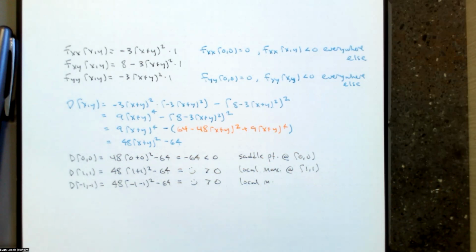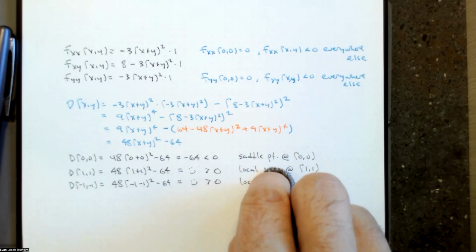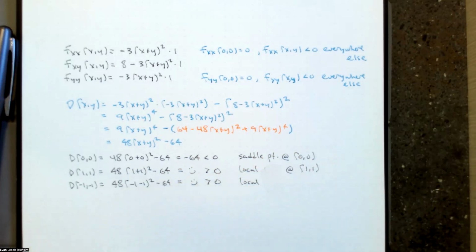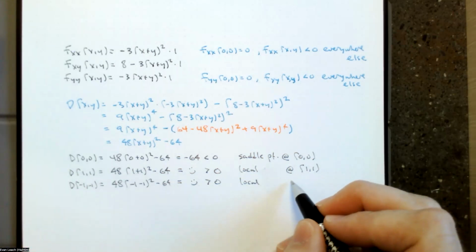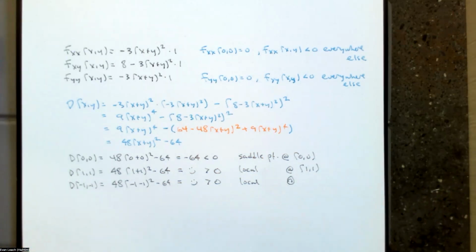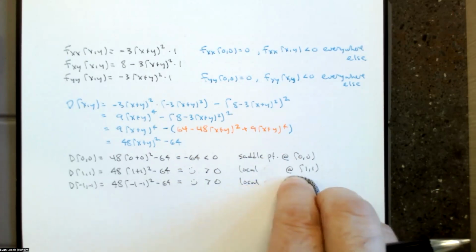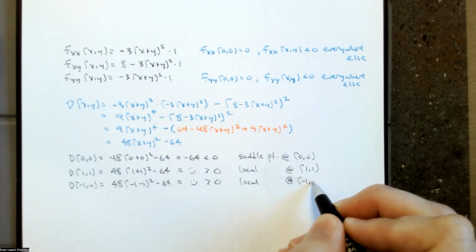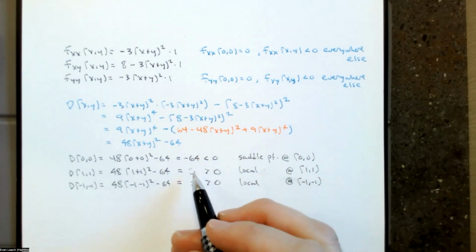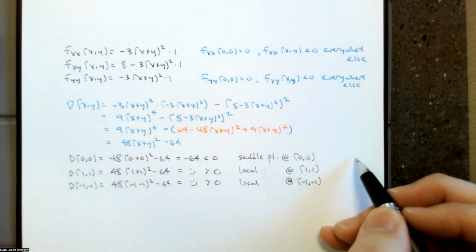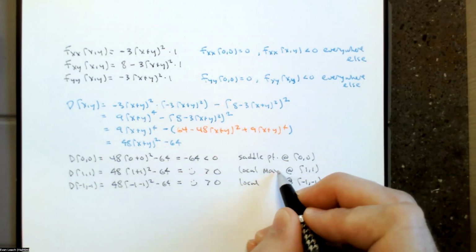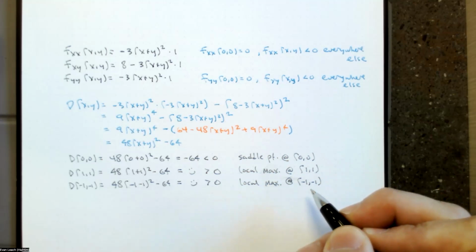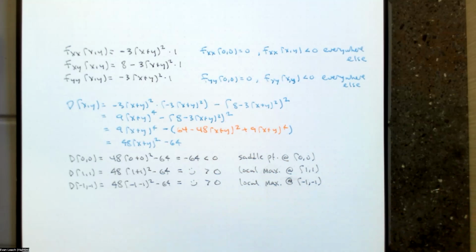Oops. I'm rushing through things and making mistakes. D is positive, fxx is negative. Negative is a local max. Is that what I had before? I can't remember all the way back. It was like 15 seconds ago.